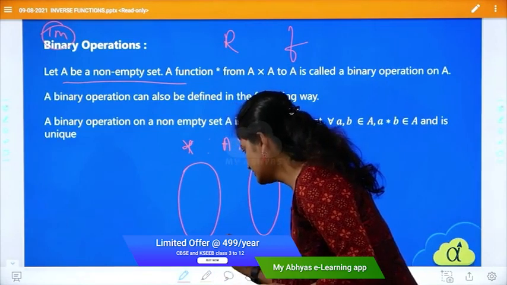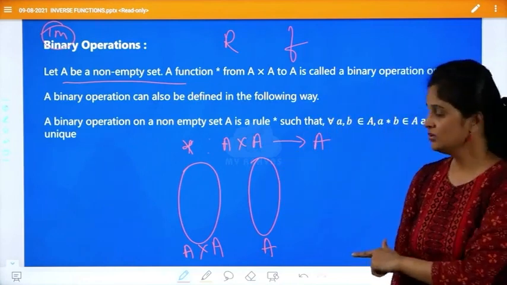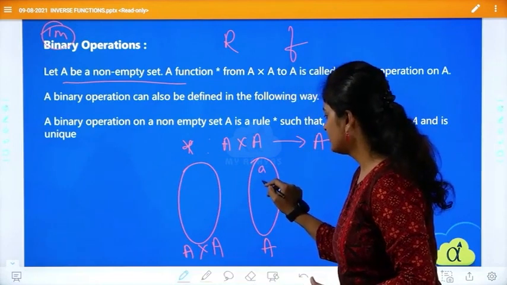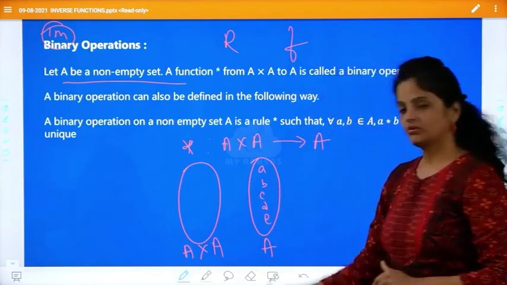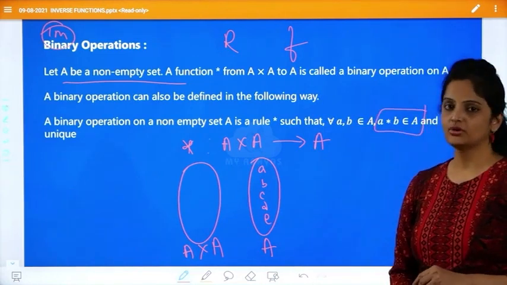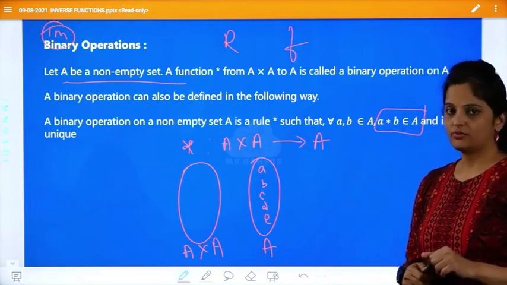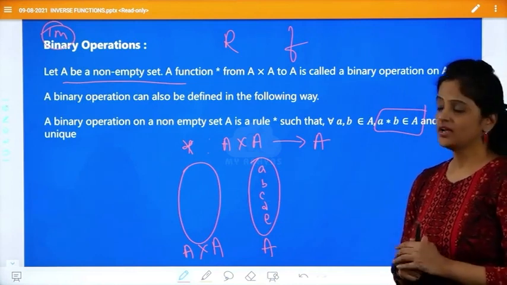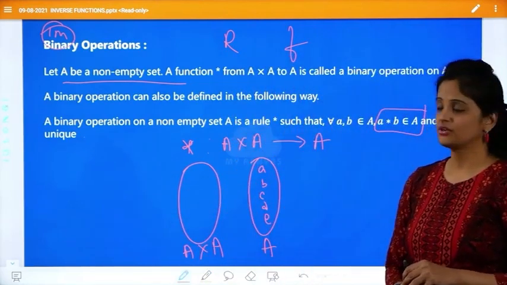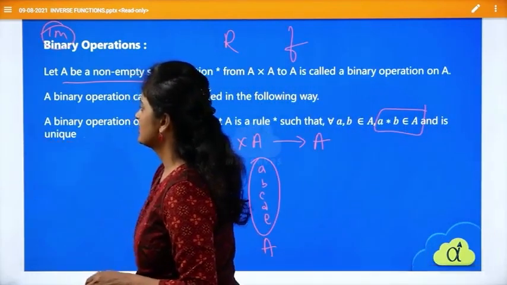This is A cross A. This one is A. We are talking about only the second set now. If I am telling it as a binary operation, for each and every value we have in A, for that value I should get this A star B belonging to A. That has to be there in A. Then only it is taken as a binary operation, and it has to be a unique value. So it has to be one unique value. Then that is taken as a binary operation. You will understand even better when I go to the problems in this. So let's see what is next.